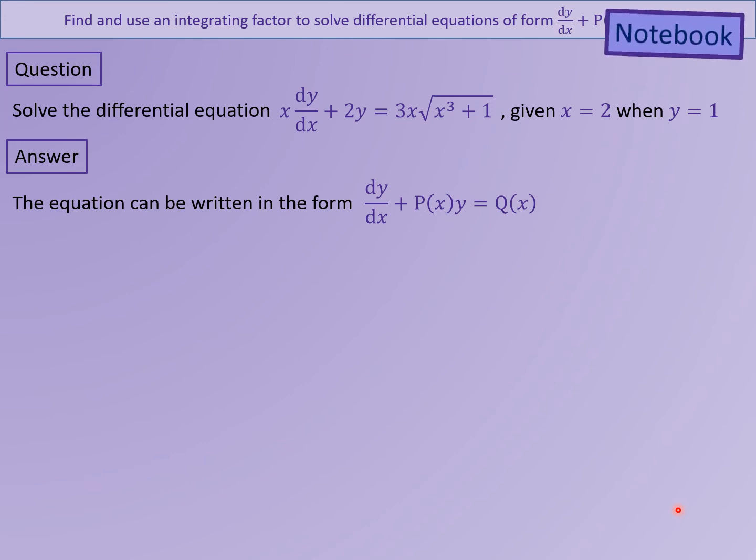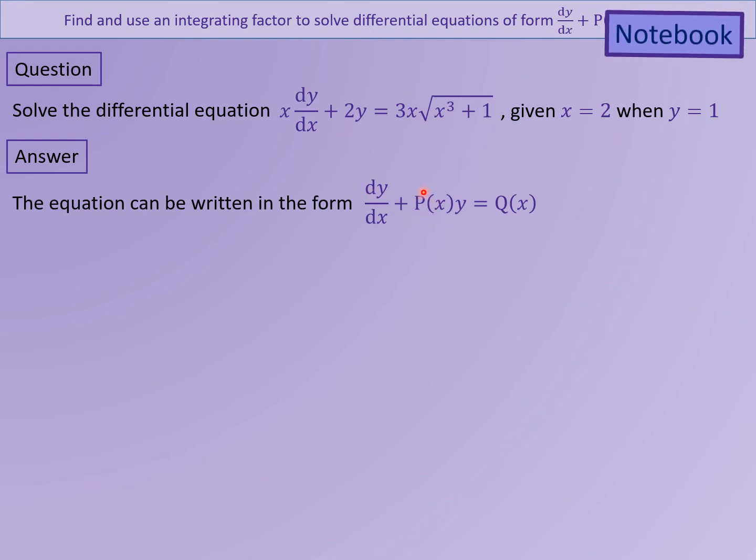So you might have had a go yourself now, or you might want to just follow it through. The problem is, as you can see, we haven't got the equation in that format. I've got an x there. There shouldn't be an x. This needs to be on its own. So I need to do a bit of rearranging. I can do that by dividing through by x.